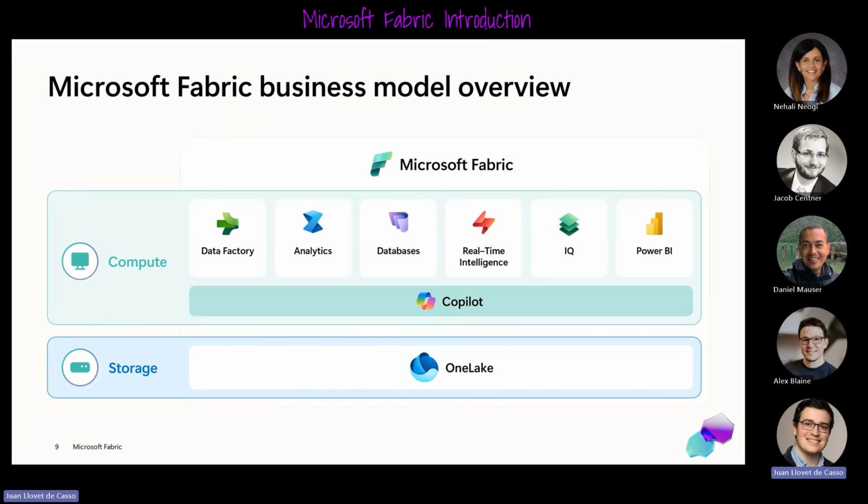A capacity, as I was mentioning with mirroring, has different SKU sizes that you can choose and resize in the Azure portal, and we will show this as well. But basically, this compute is shared across different experiences. Your data is stored in the OneLake, and that is charged separately, with your storage cost, depending on your amount of data per month.